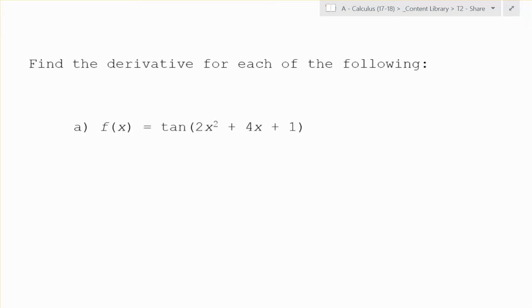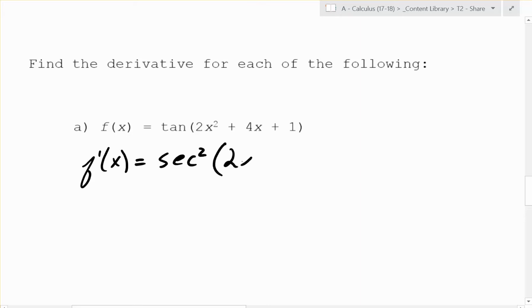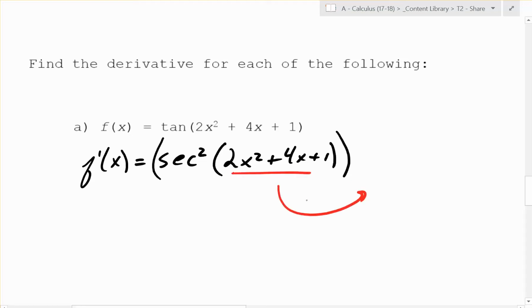So how does this apply when we're using the chain rule? When we're doing the derivative here, the outer function is tangent, and we know the derivative of tangent is secant squared. So you do secant squared of 2x squared plus 4x plus 1. But now, because of the chain rule, you need to multiply by the derivative of the inside. So that's going to be the derivative of 2x squared plus 4x plus 1, so it'll be 4x plus 4. And you can leave it just like that.